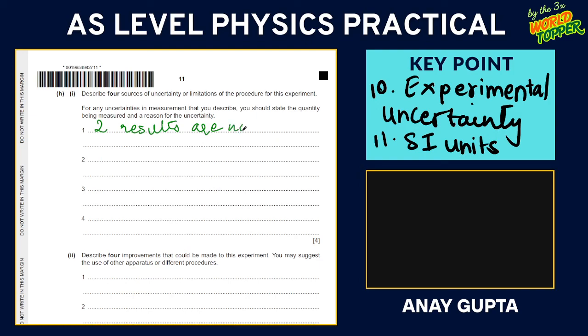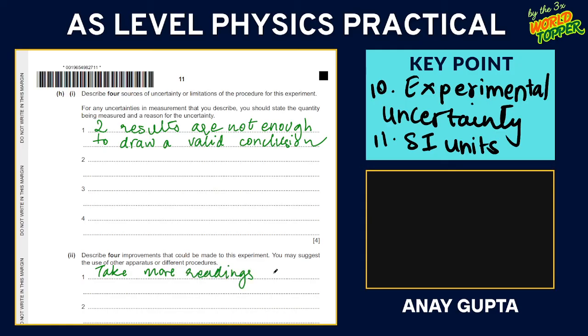are not enough to draw a valid conclusion. So the solution to that would be take more readings. Now I always give this pro tip of mentioning the variables. Okay, mention the variables in your improvements or errors, of L and W, and then plot a graph or compare values of K. So plot a graph of delta L against delta W.